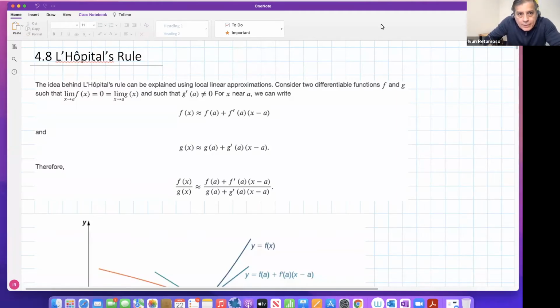Great, it's recording now. Let's cover section 4.8, L'Hopital's rule. The idea behind L'Hopital's rule can be explained using local linearization.